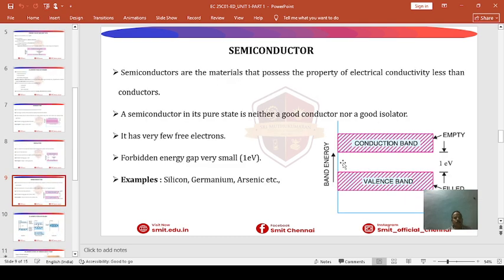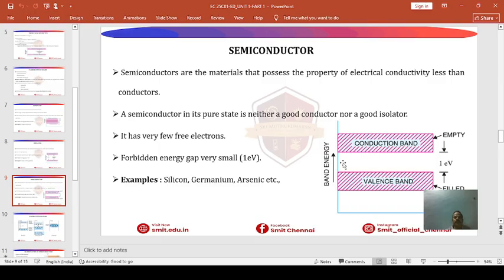Coming on to the next one, a semiconductor, which lies in between the conductor and insulator. We can say it is neither a good conductor nor a good insulator. There are only very few free electrons. They have a very small forbidden gap, around 1 electron volt, which is very small in nature. The examples of semiconductors are silicon, germanium, arsenic, antimony, and so on.